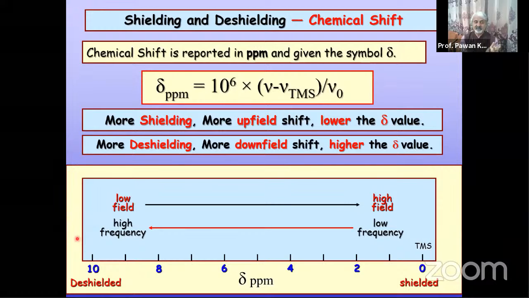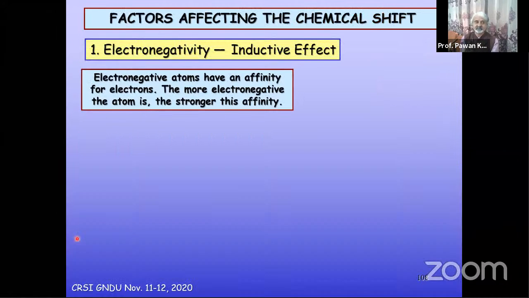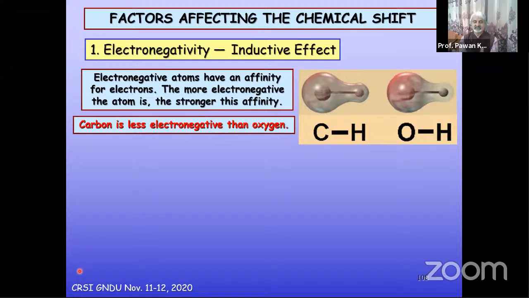Now, if we have the chemical shift and the range is from 0 to 10 or 0 to 15, then there must be some factors affecting the chemical shift. So what are the factors affecting the chemical shift? The first factor is the electronegativity or the inductive effect. We know that electronegative atoms have an affinity for electrons. That means they tend to withdraw electrons towards themselves. The more electronegative the atom is, the stronger is this affinity.